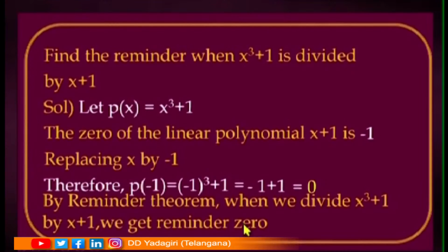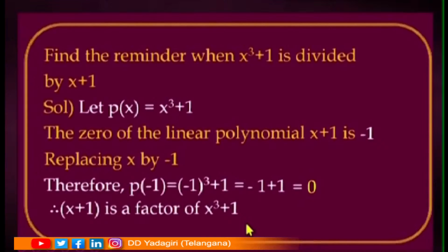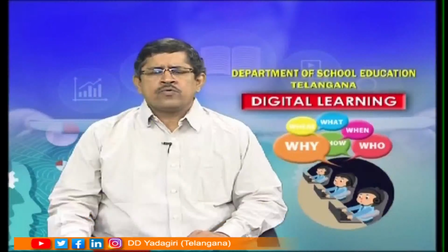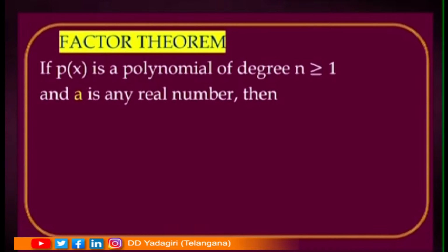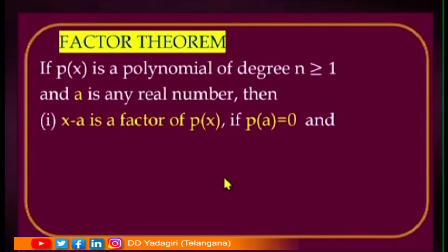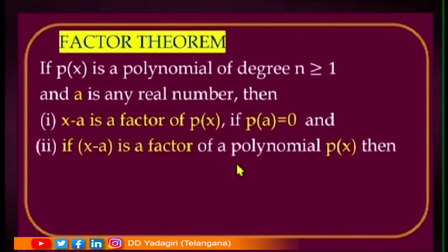If you got remainder as 0, we can say that x plus 1 is a factor of x cube plus 1. We discuss an important theorem called the factor theorem. If P of x is a polynomial of degree n greater than or equal to 1 and a is any real number, x minus a is a factor of P of x if P of a is equal to 0. And if x minus a is a factor of polynomial P of x, then P of a is equal to 0. This is the converse statement.